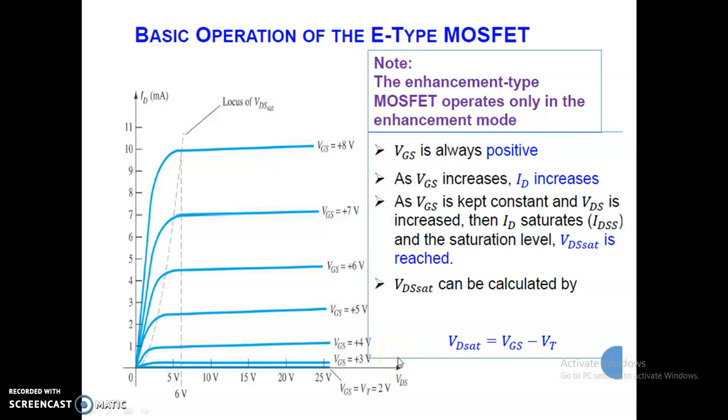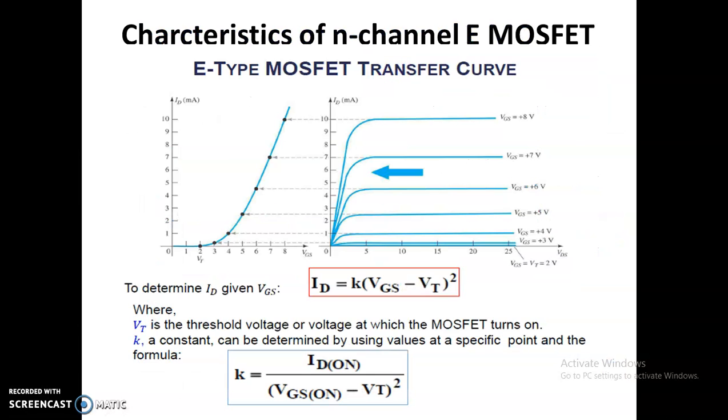The relation between drain current and VGS is given by ID is equal to K times (VGS minus VT) whole squared. The expression for ID is a non-linear relation and it is valid only for VGS greater than VT. This is the transfer characteristic. You can see this is a non-linear characteristic. This I have already discussed. So this is the characteristic of N-channel enhancement MOSFET.